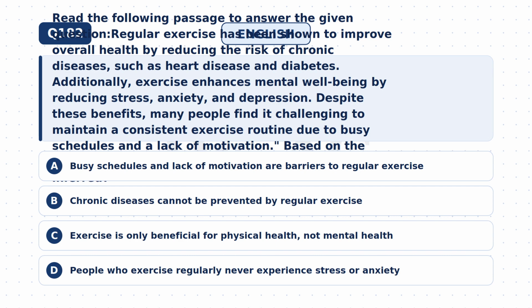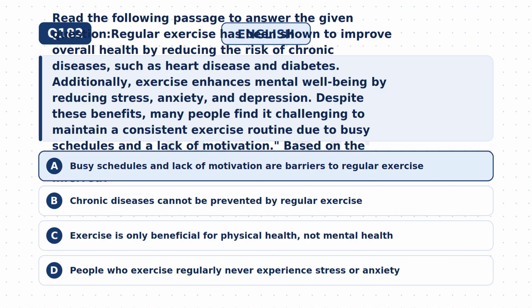Question 182. Read the following passage to answer the given question. Regular exercise has been shown to improve overall health by reducing the risk of chronic diseases, such as heart disease and diabetes. Additionally, exercise enhances mental well-being by reducing stress, anxiety, and depression. Despite these benefits, many people find it challenging to maintain a consistent exercise routine due to busy schedules and a lack of motivation. Based on the paragraph, which of the following statements can be inferred?